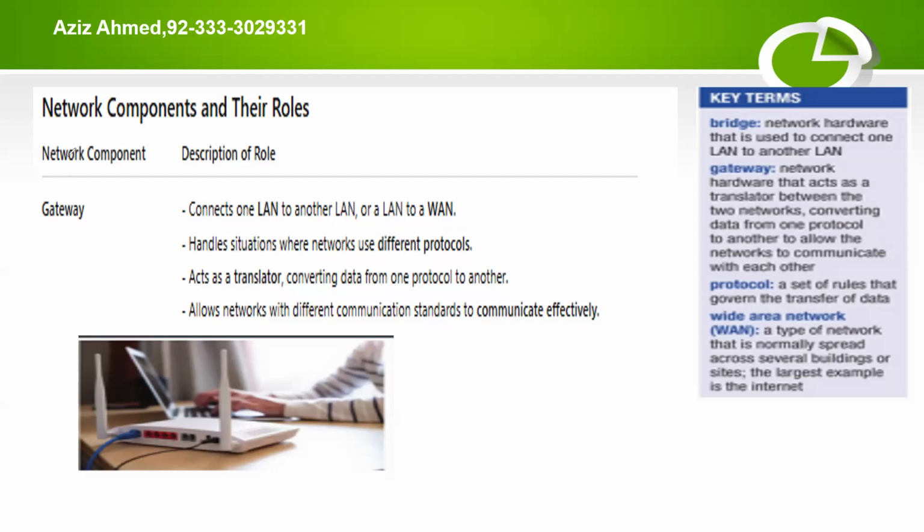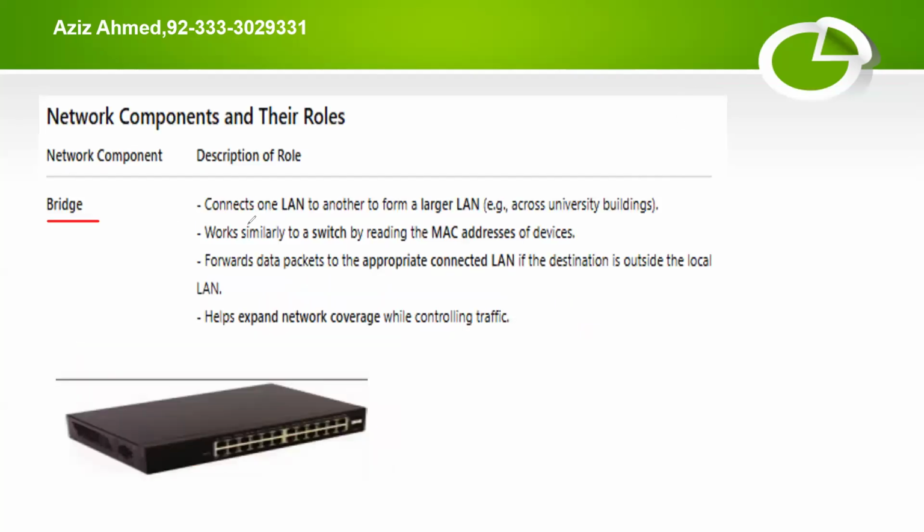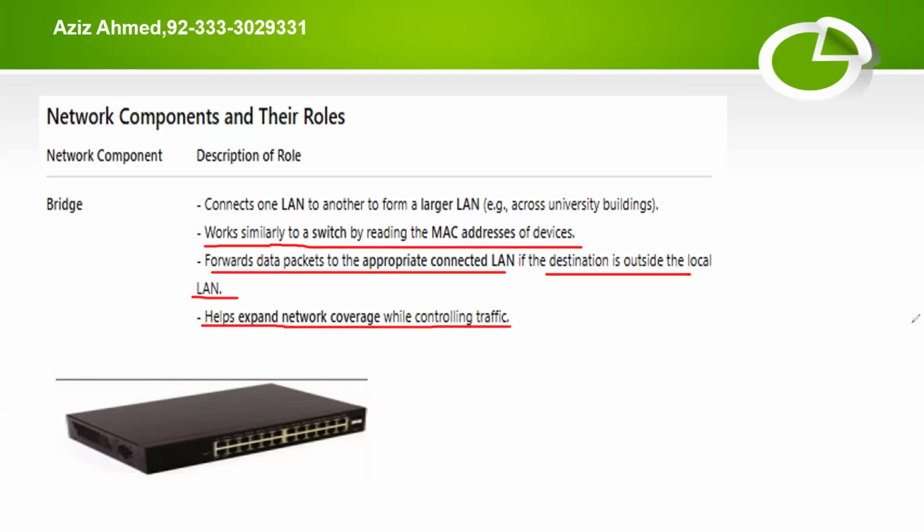Another network component is the bridge. It makes two LANs into a single LAN. It connects one LAN to another to form a larger LAN, for example across university buildings. It works similarly to a switch by reading the MAC address of devices. It forwards data packets to the appropriate connected LAN if the destination is outside the local LAN. So it helps expand network coverage while controlling traffic. If you want to expand your LAN, you need a bridge.